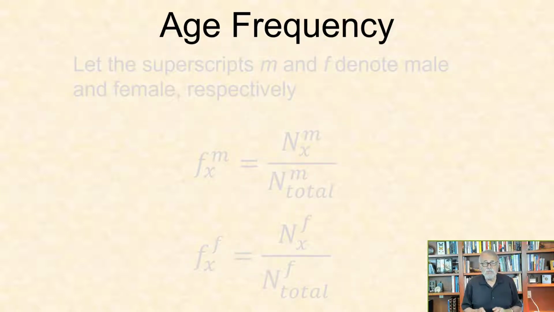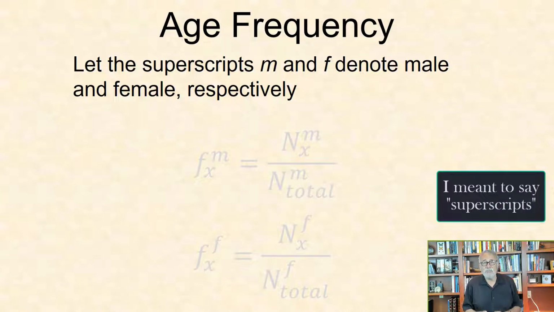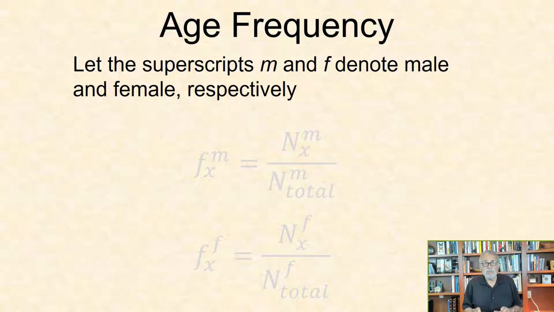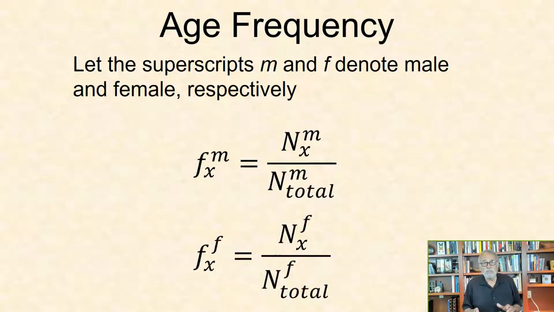Age frequency is computed as follows. Let the subscripts M and F denote males and females respectively. Then the frequency of males age X equals the number of males at age X divided by the number of males total. And likewise, the frequency of females age X equals the number of females at age X over the total number of females.